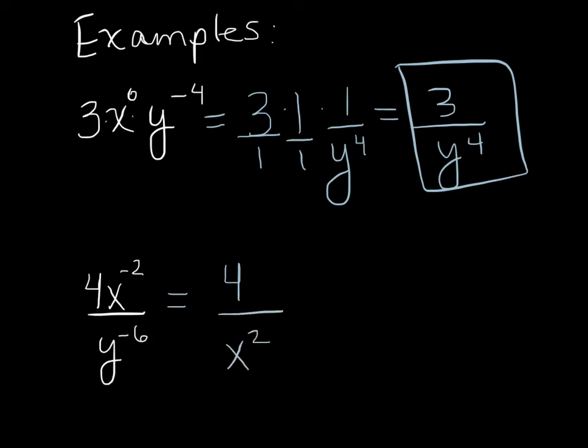And then y to the negative 6. Here we go. We've got y to the negative 6. It's in the bottom already. I can't put it further in the bottom, so I've got to move it. Where does it move to? It moves up to the top, and it becomes y to the positive 6 on top. And that's it. We're all done.